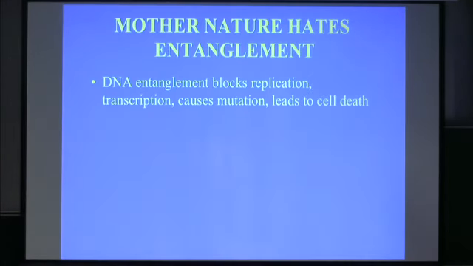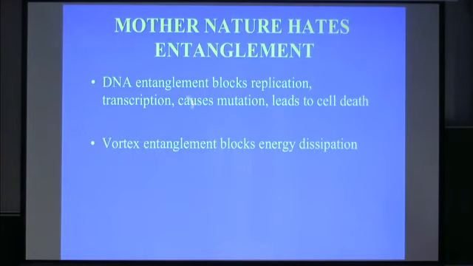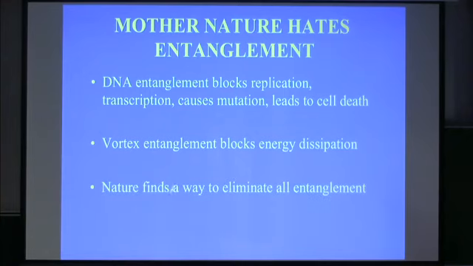Turns out that Mother Nature hates entanglement. In DNA, entanglement of a plasmid in a bacterium will block replication, transcription, cause mutation, and lead to cell death. So it's a bad thing that Mother Nature has to fix continually. Cellular processes produce DNA entanglement because DNA is wound up like this in the Crick-Watson helical structure. Vortex entanglement blocks energy dissipation. At least I think so. I mean, there may be people that know more about this than I do, so they'll tell me if I'm wrong. But Mother Nature always finds a way to eliminate all entanglement, especially in biology.